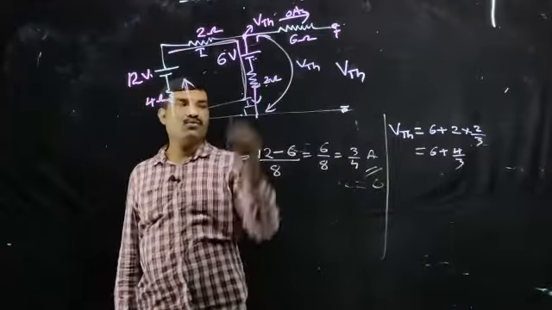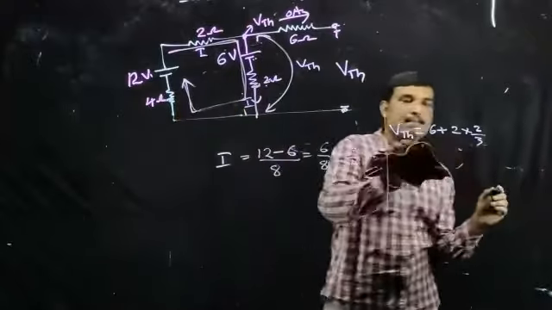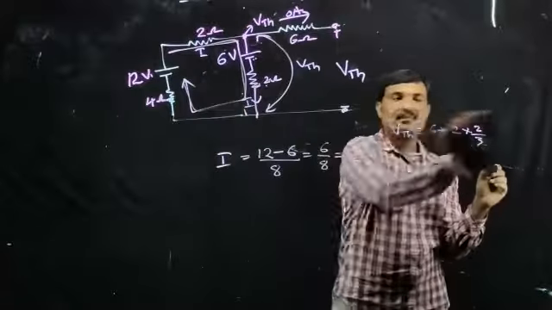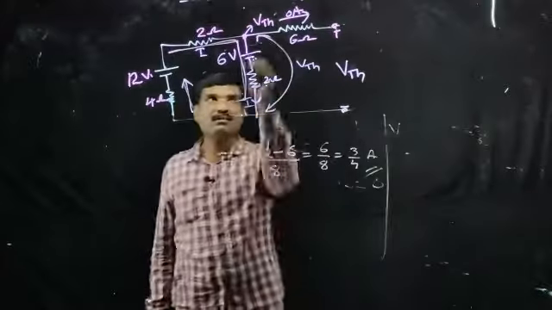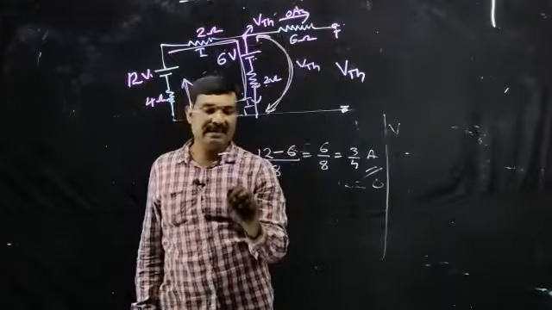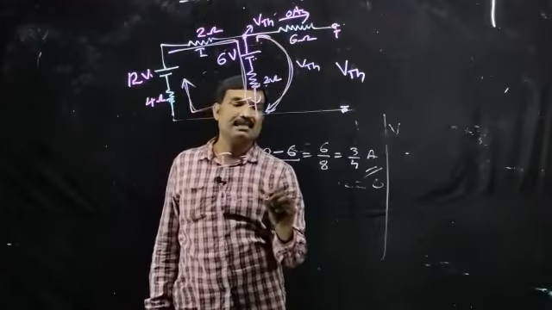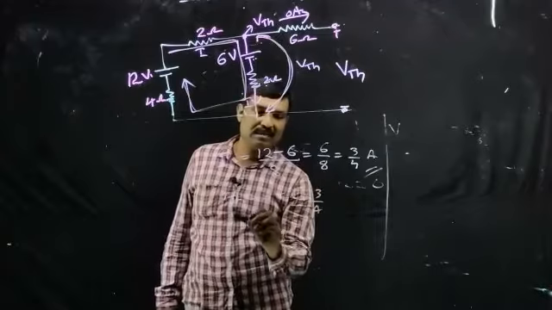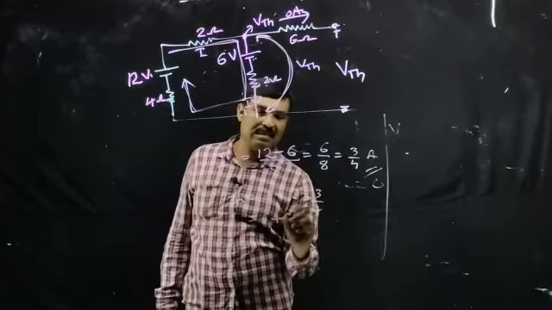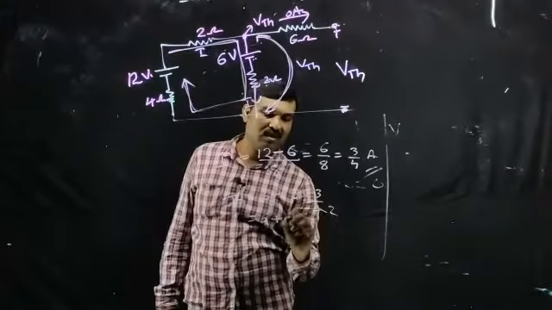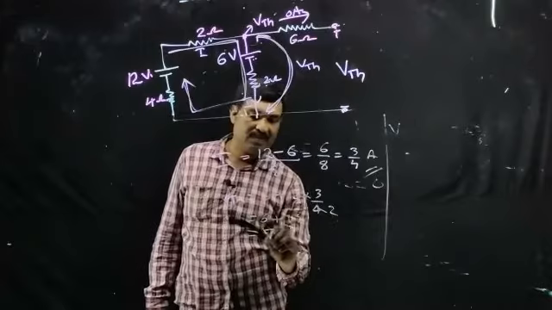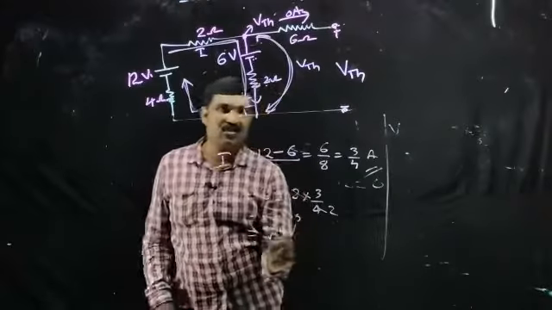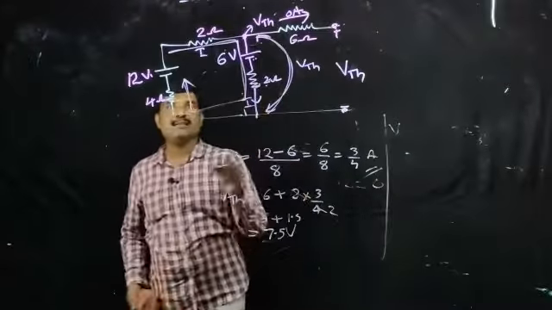Now the value of VTH. I already told, this is the value of VTH. VTH is equal to 6 plus 2 into this current. That current is equal to 2 into 3 by 4, that is equal to 6 plus 3 by 2, right? That is equal to 6 plus 1.5, or 7.5 volt. That is the value of Thevenin's equivalent voltage, right?